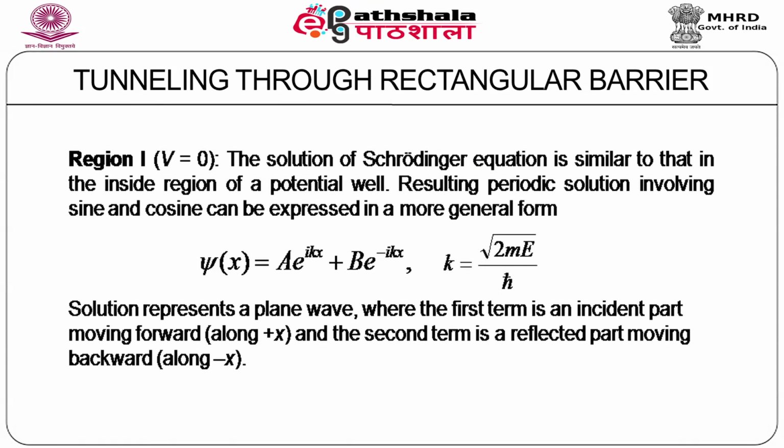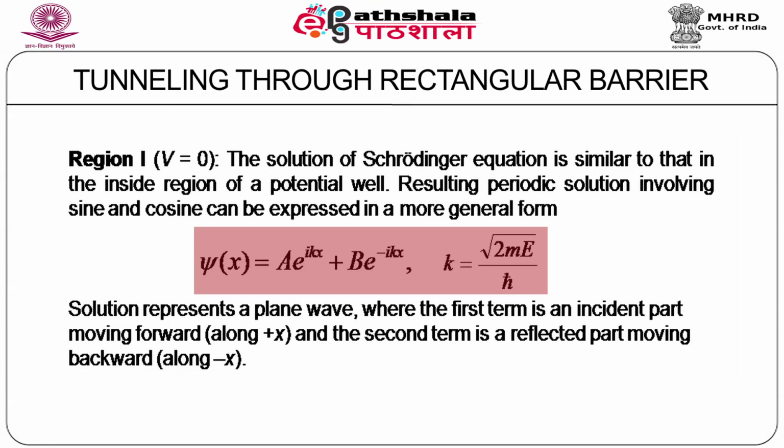So we consider the various regions. Now you have three regions. The first region is when there is no potential, that's before the particle or the alpha particle enters the barrier. The solution of Schrödinger equation is similar to that in the inside region of a potential well. The resulting periodic solution involving sine and cosine can be expressed in a more general form. That is, instead of writing sine and cosine solutions, we have changed it to the exponential form e to the power ikx and e to the power minus ikx. Well, the solution can be expressed in this form as well.